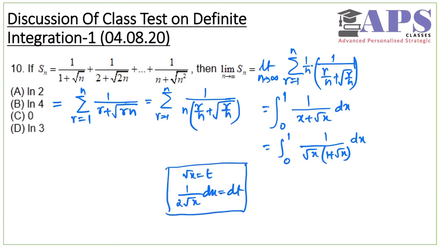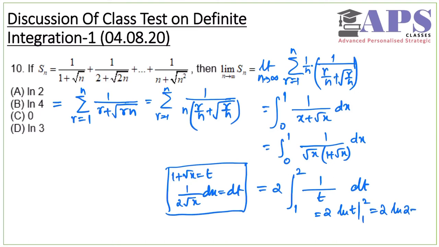So by this, dx by root x equal to 2 dt, so it will become 2 times dt here. Okay, in fact I can take 1 plus root x as t, so that is just 1 by t, and the integration will become, if I take x equal to 0 it is 1, if I take x equal to 1 it is 2, so it is 2 times log t from 1 to 2, which is 2 times log 2 minus log 1, which is 0, that's log 4. So according to this, the correct option is option B.